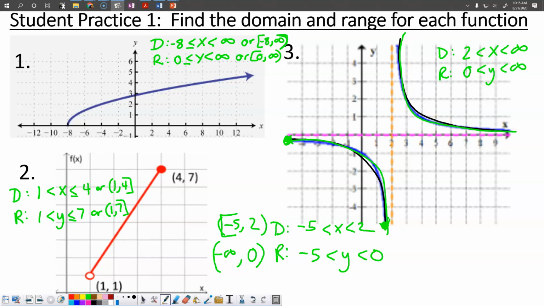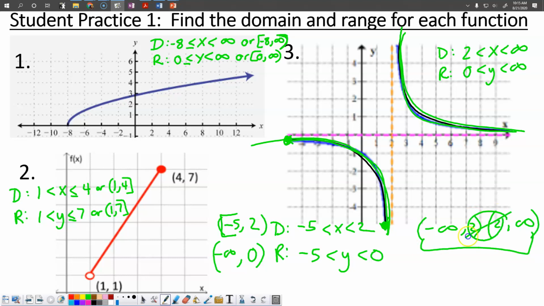Now, what I want you guys to notice is that if this graph really does go from -infinity up to 2, and then from 2 up to +infinity, well, that basically means everything's included. The only thing that's not there is the 2 because we have that dotted line there. So here's another way that you could say the domain for this particular problem. You could say all real numbers except 2. That would be fine.